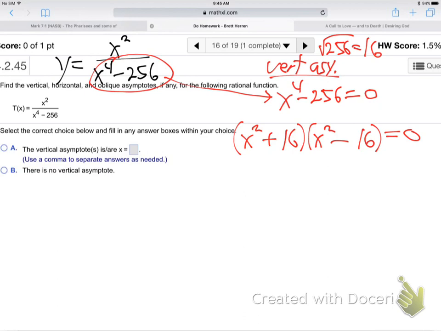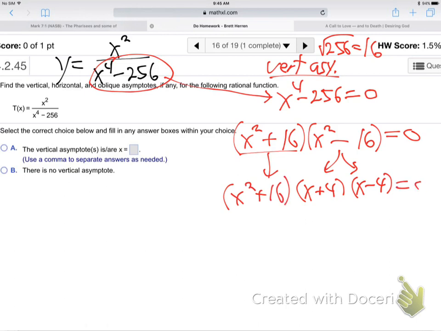Now, we can go further, though. This guy will break into 2, won't he? x plus 4, x minus 4. Whereas this guy just comes straight down. Everybody good? Again, this guy can't. It's not x plus 4, x plus 4. That'd make a plus 8x in the middle. So that's as far as we can go.